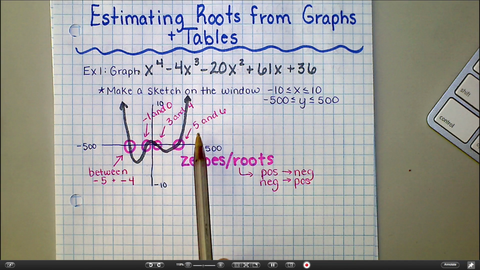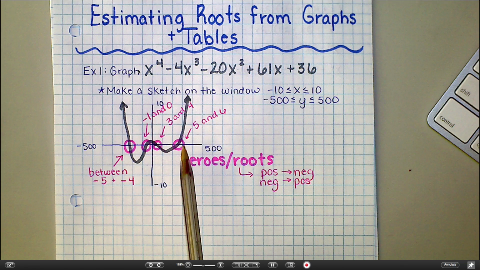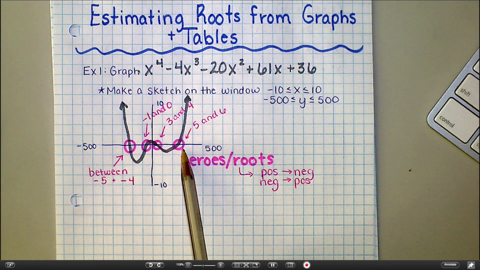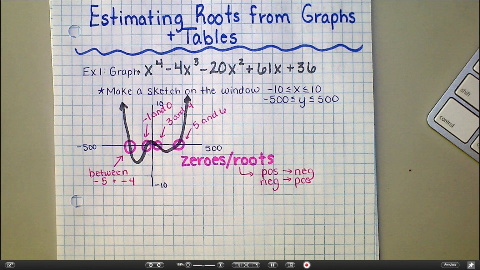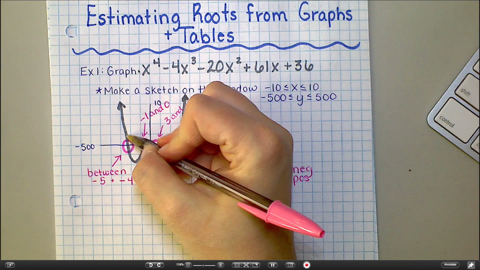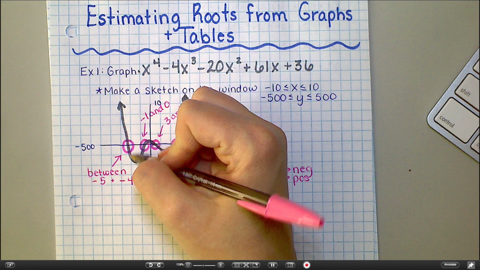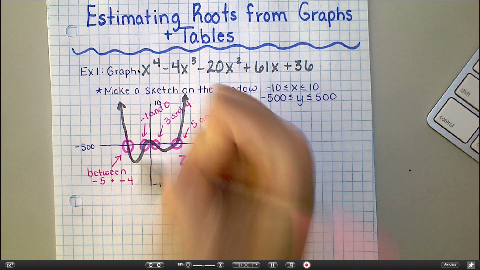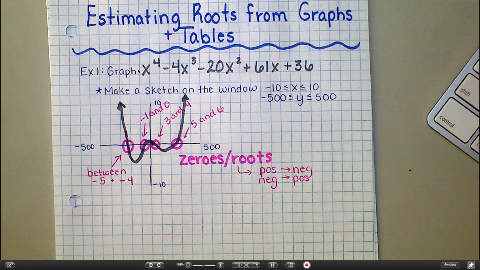That's what we were just doing. We were saying, hey, we switched from positive to negative or negative to positive. That's where my 0 must be. Okay? So that's kind of the first most general way that we can look at roots and zeros, is just kind of looking at either a graph or a table and seeing when do you see it cross that 0 line. When do you see it go from positive to negative or negative to positive? Okay?